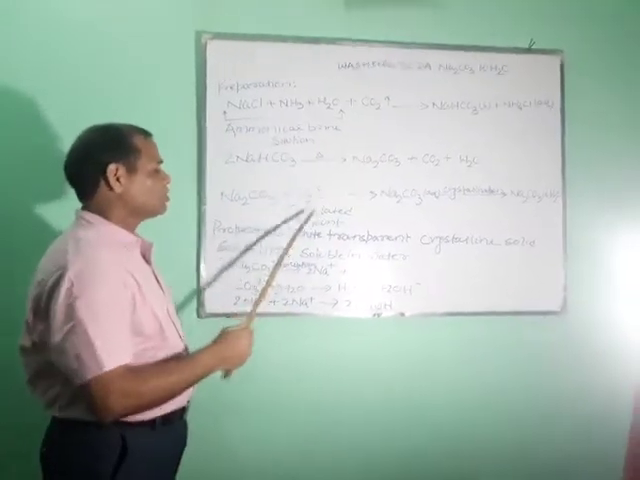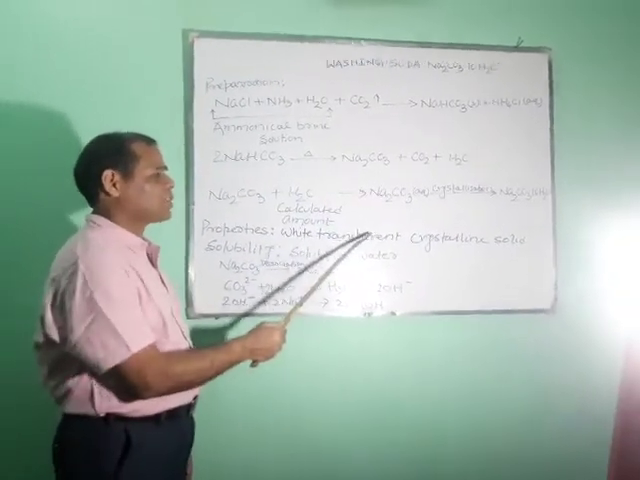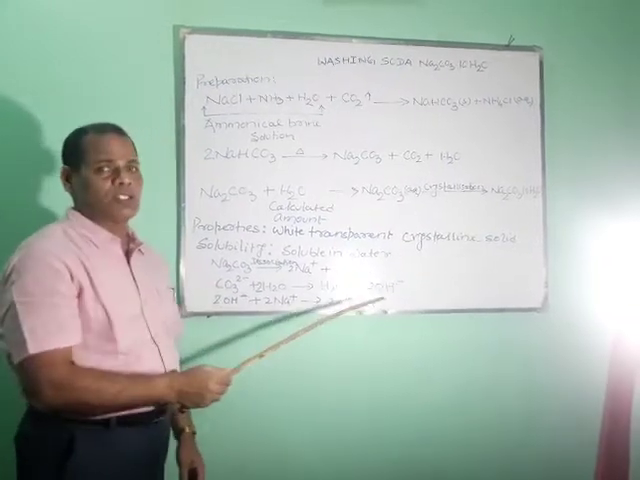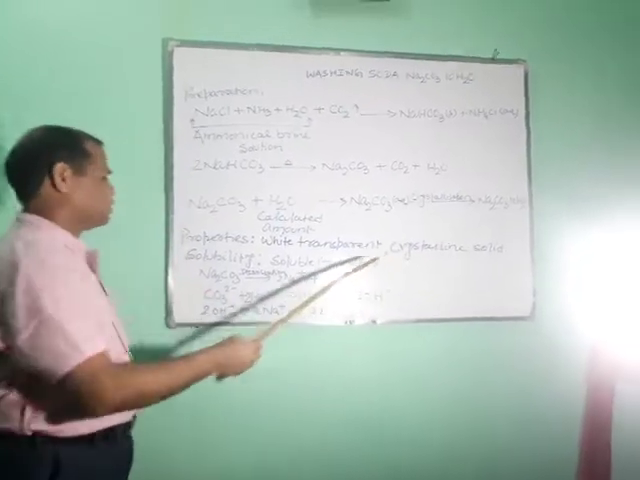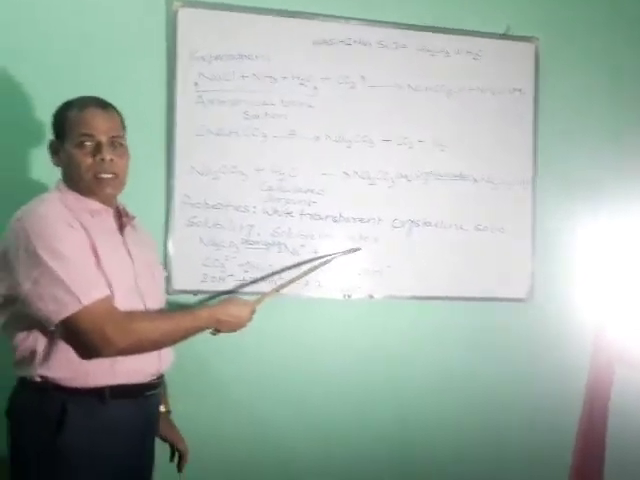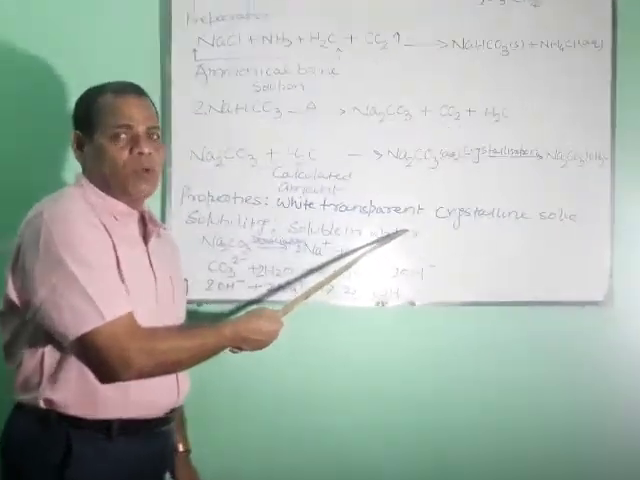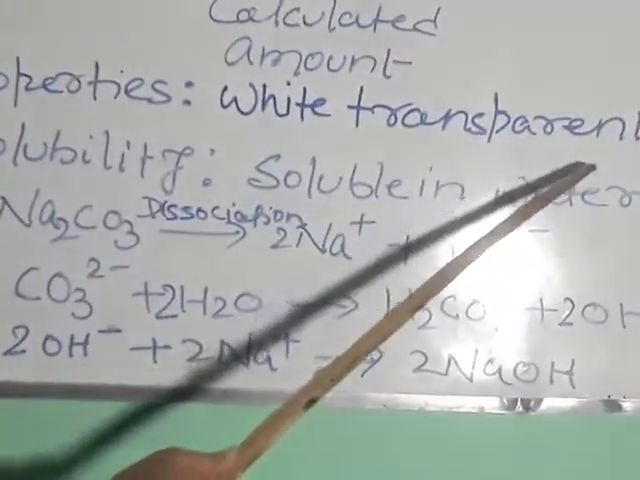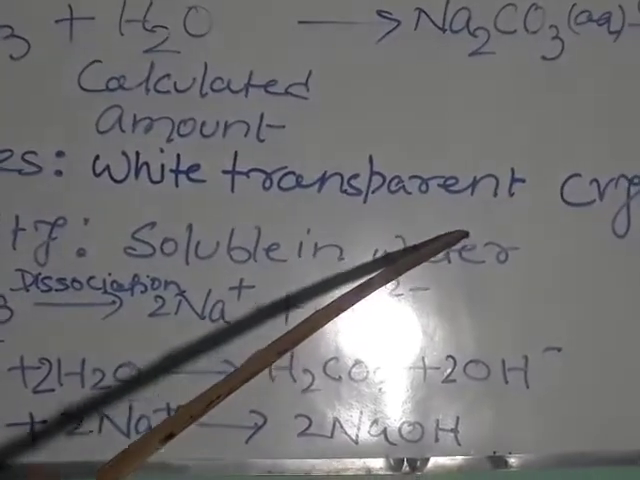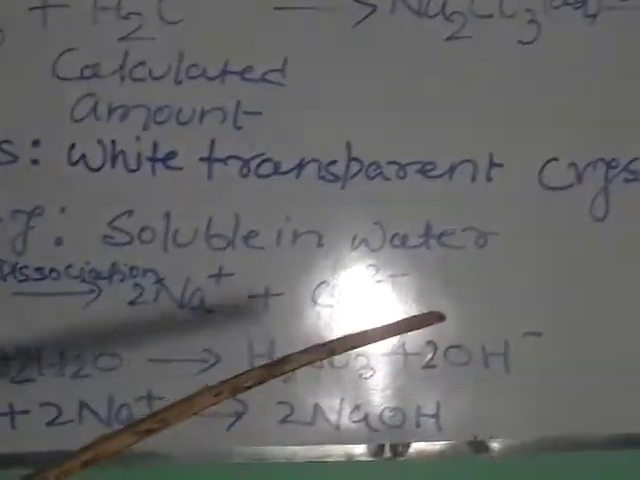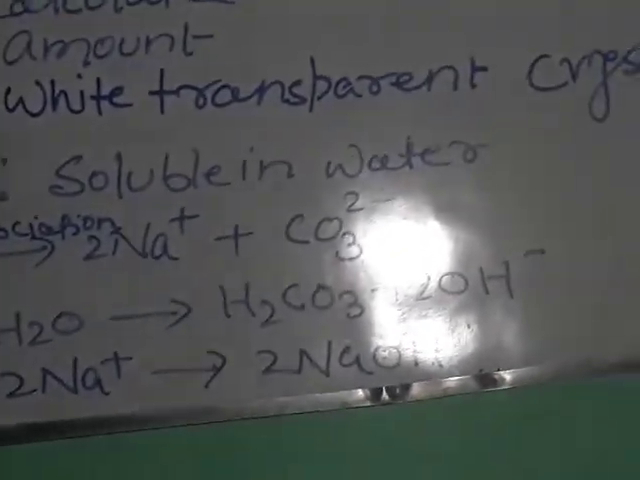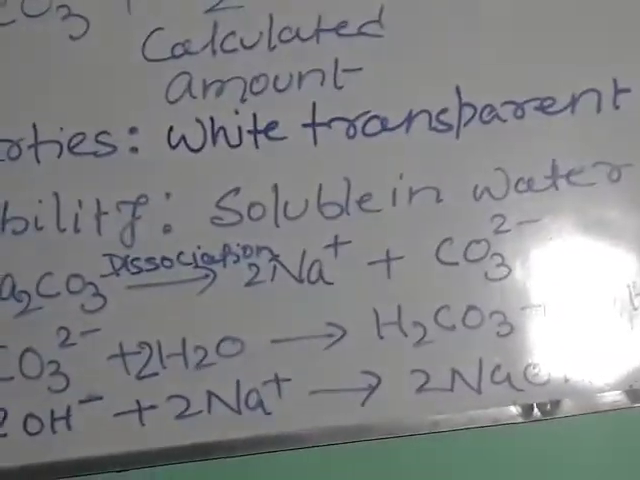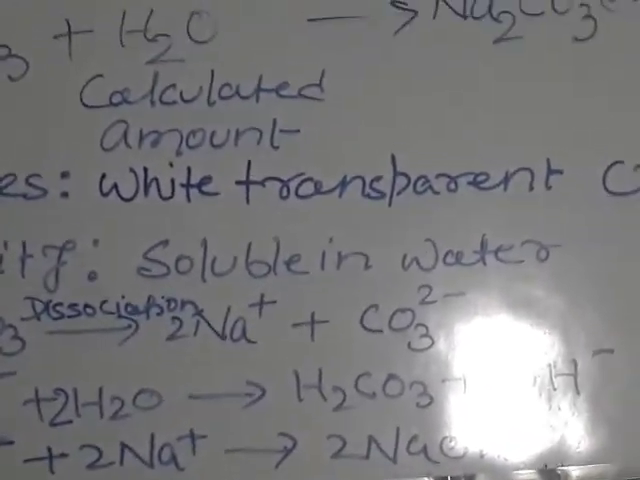Washing soda is a white transparent crystalline solid, readily soluble in water. The aqueous solution of washing soda is slightly alkaline in nature.